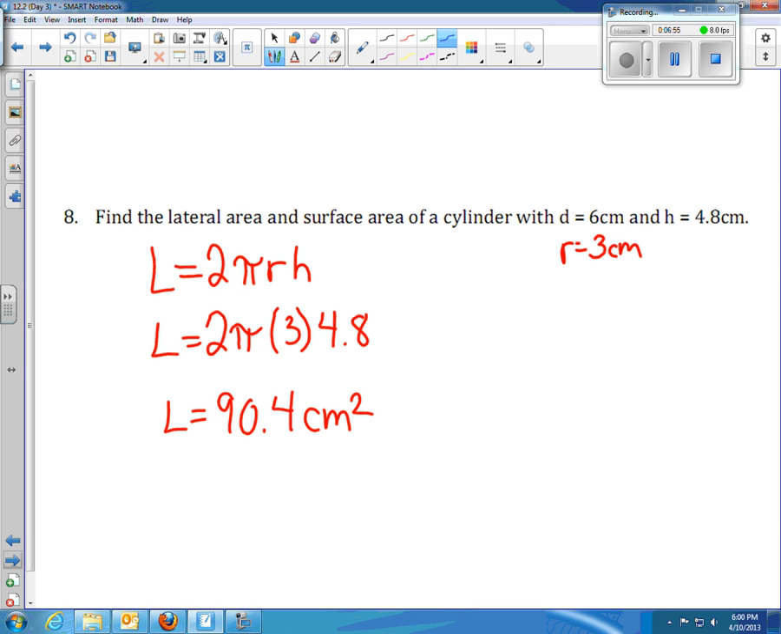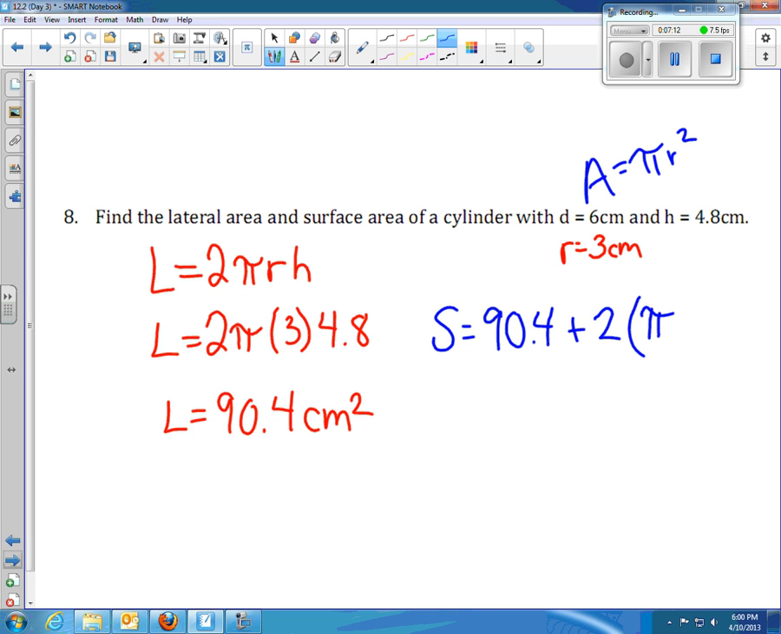All right, surface area. Again, lateral area plus 2 base areas. So our lateral area of 90.4 plus 2 base areas, remember, area equals pi r squared. I'm sure you're getting tired of me saying that over and over. So pi, here we decided our radius is 3 squared. Pause the video, type that into your calculator. All right, we end up with 146.9 centimeters squared.